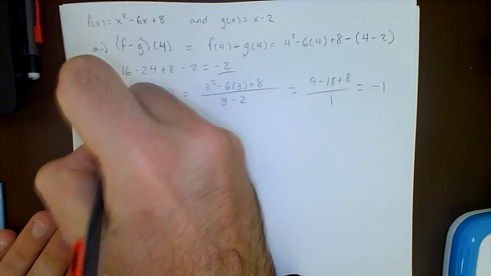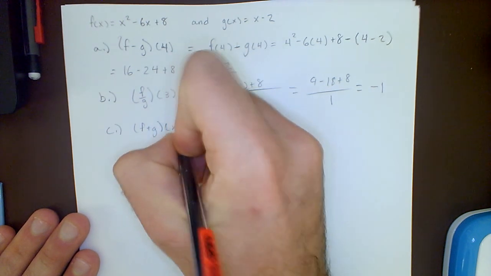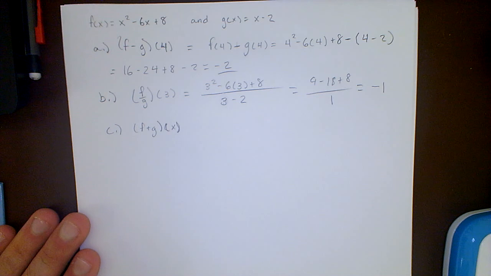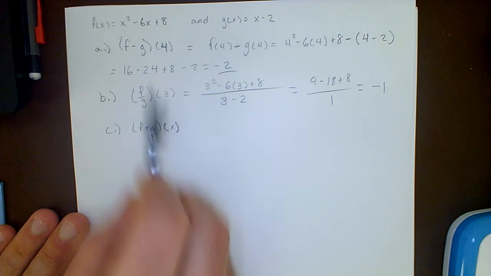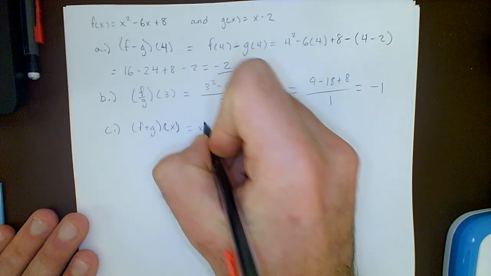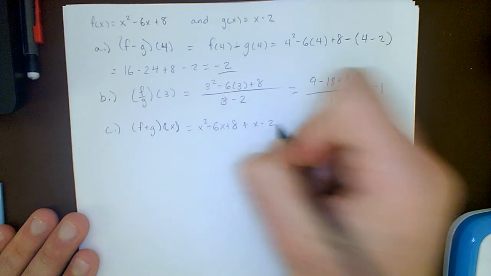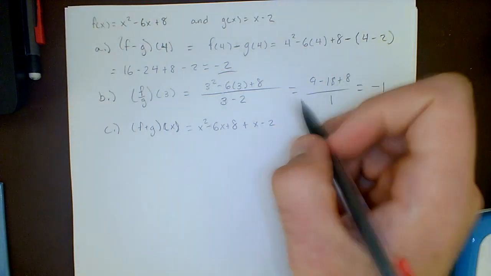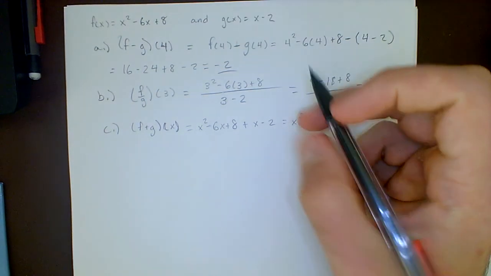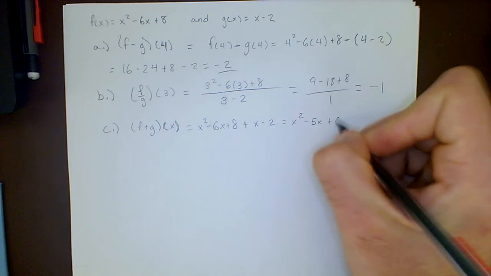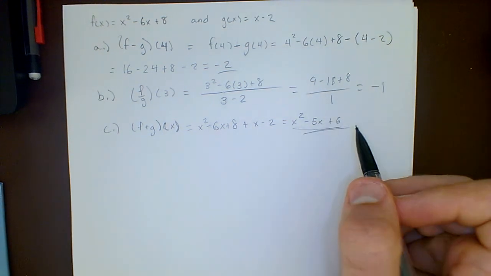Okay, so let's do another one here. So we have C, f plus g of x. So here we're actually making a new function. We're defining it in terms of a variable. Okay, so in these two we just evaluated the functions f minus g and f divided by g at points, but now we're actually defining it as a function here. So we have x squared minus 6x plus 8 plus x minus 2. Okay, so now we're going to combine our like terms. So we have x squared, minus 6x plus x is minus 5x. And then we have a plus 8 and a minus 2, so that's going to be plus 6. Okay, so this is our answer.